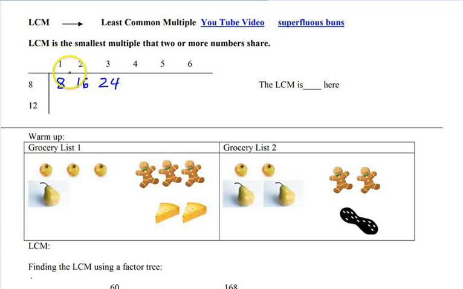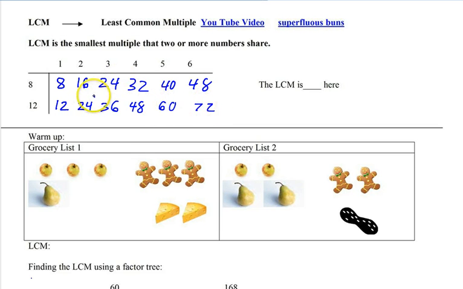8 times 1, 8 times 2, 8 times 3. These are the multiples we get. 8 times 4, we're now at 32, 40, and 48. And if he does the same thing with the buns, so he buys 1 pack of buns, 2 packs of buns, we're just adding 12. That's how we create our multiples. 36, 48, 60, and 72.